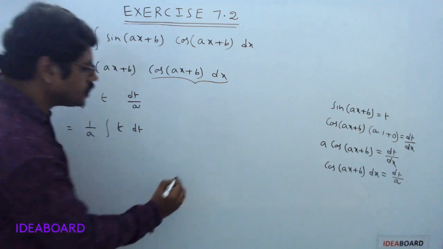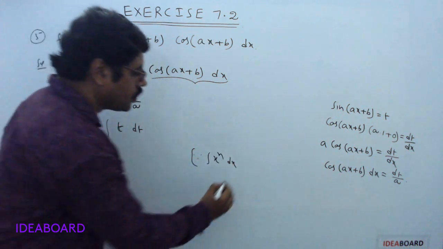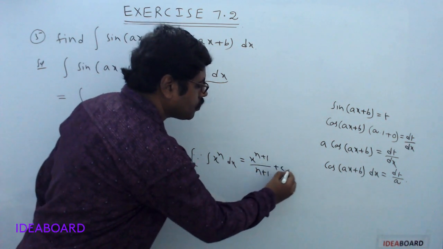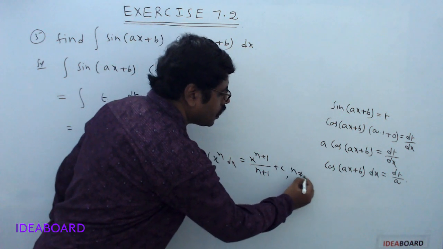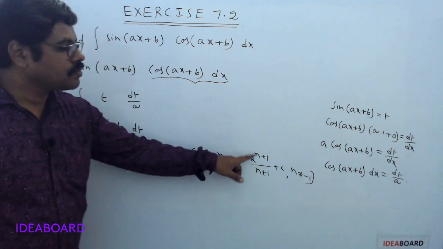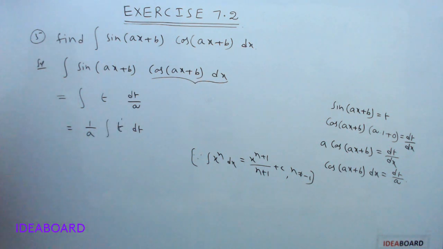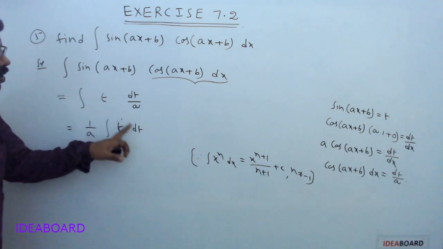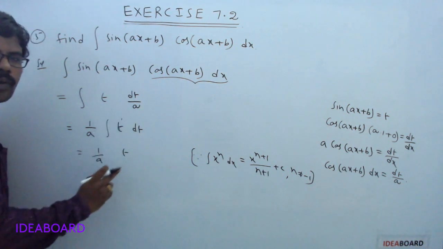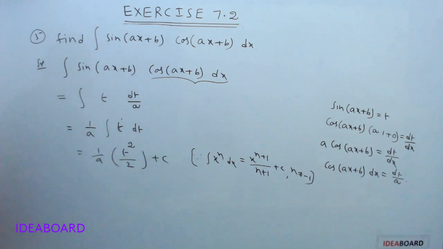Integral t dt. What is the formula of integral x power n dx? x power n dx is x power n plus 1 divided by n plus 1 plus a constant term c, n not equal to minus 1. Here t is nothing but t power 1. So integral t power 1 dt is nothing but t power 1 plus 1 divided by 1 plus 1, that is t square divided by 2 plus a constant term c.